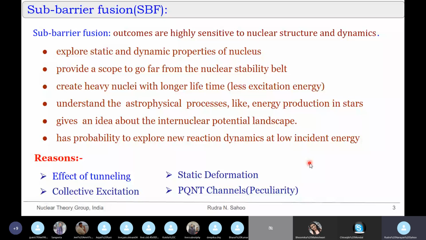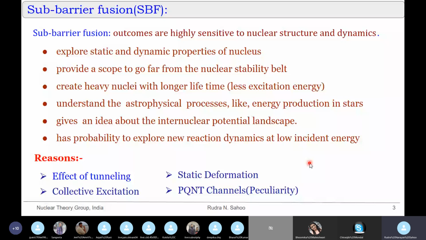It also helps to create heavy nuclei with longer lifetime, because in sub-barrier fusion our excitation energy is less. It also helps to understand astrophysical processes like energy production in stars, and it gives an idea about the internuclear potential landscape, that is, the barrier distribution of the two interacting partners. And it also has the probability to explore new reaction dynamics at extremely below barrier.